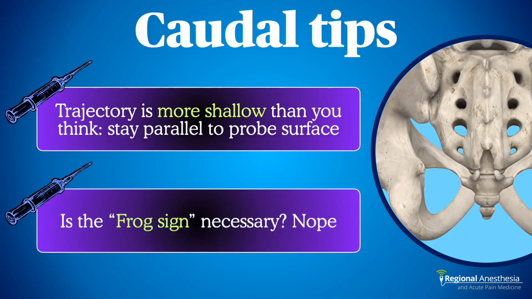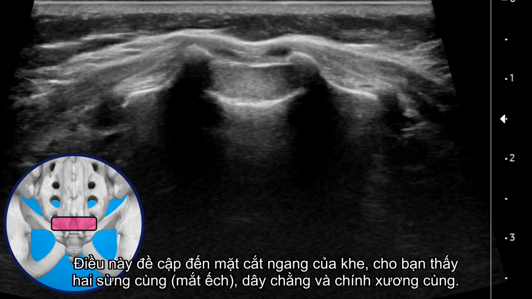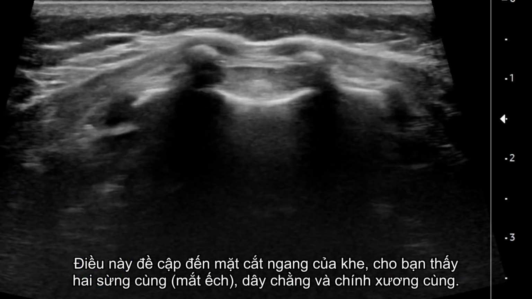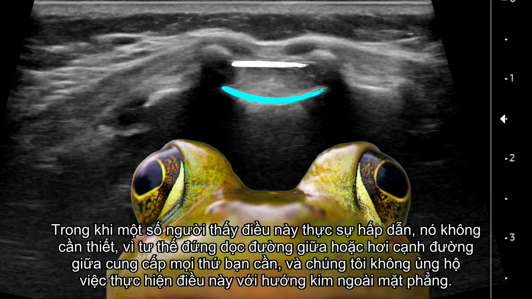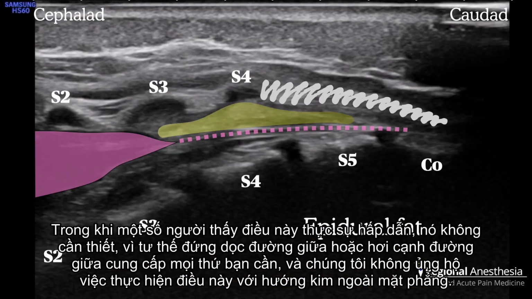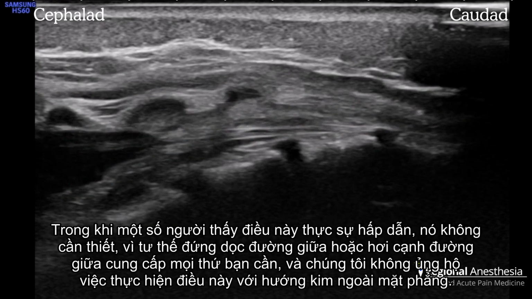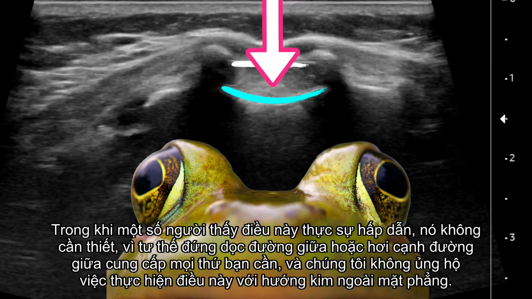Second, you may have read about the frog sign as a sonographic landmark. This refers to a transverse scan of the hiatus, showing you the 2 cornua, the eyes of the frog, the ligament, and the sacrum itself. While some find this truly riveting, it's unnecessary, as the midline or slight paramedian sagittal position gives you everything you need, and we don't advocate doing this with an out-of-plane needle direction.